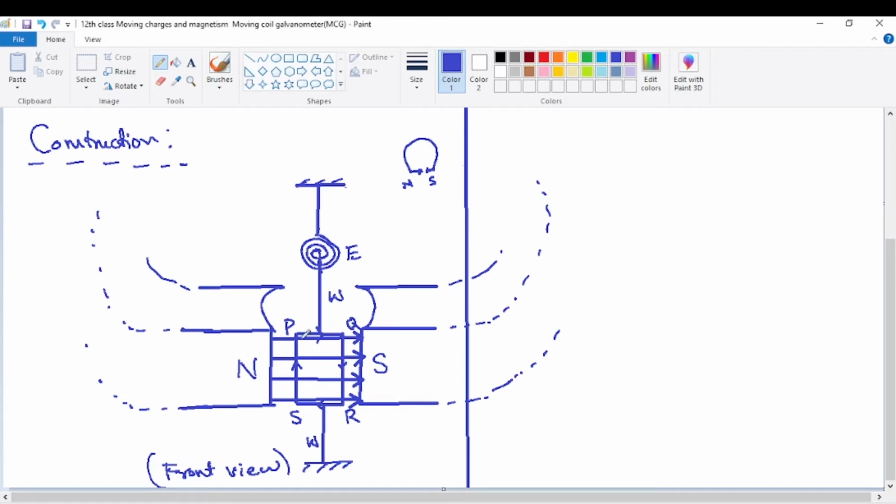So this is the rectangular coil PQRS, placed in between the two magnetic poles. In the front view, it can be seen that the vertical edge of the north pole and the vertical edge of the south pole are exactly straight edges. But the complete face of the north pole, which is facing the south pole, and the complete face of the south pole, which is facing the north pole, are concave faces. So the surfaces of the north and south poles facing each other are actually concave surfaces.